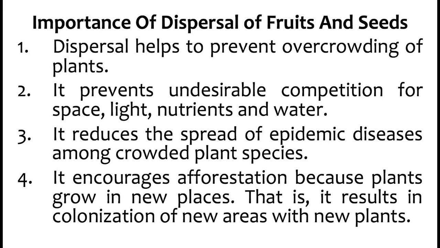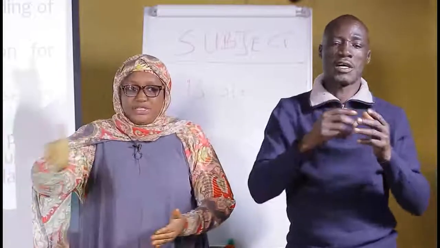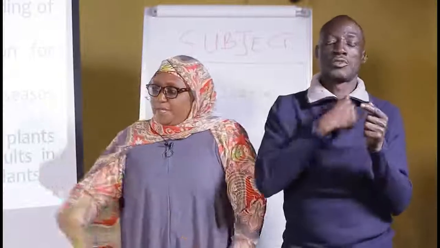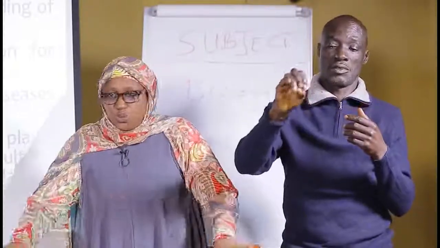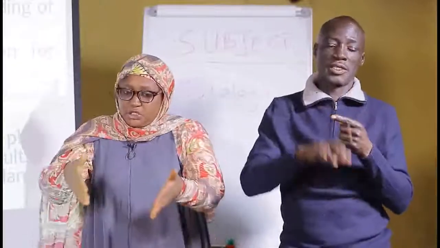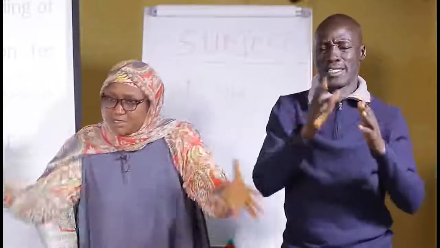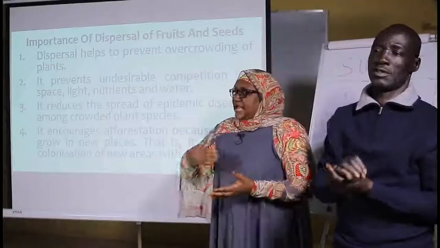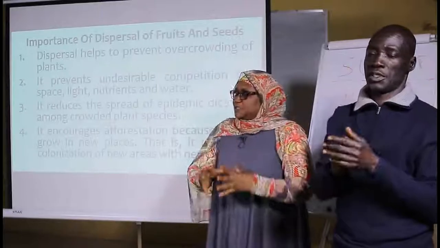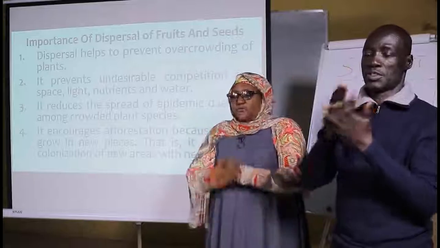Number 4 is it encourages afforestation. What we mean by afforestation is when we have trees planted across. So with dispersal, you find a particular place that is empty without any tree. But when a seed or a fruit is dispersed from another place, it will come and germinate there, and before you know it, plant species will start to grow in that bare land. That growing of trees on that bare land is what we call afforestation. So dispersal encourages afforestation. These are some of the importance of dispersal.